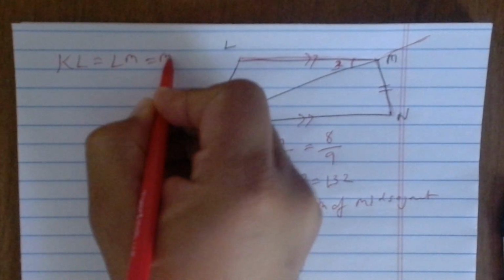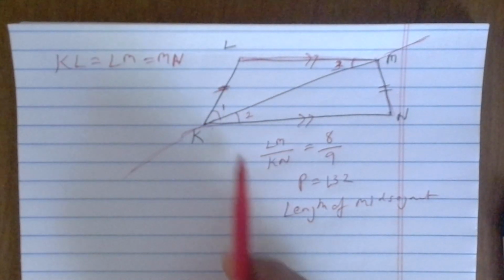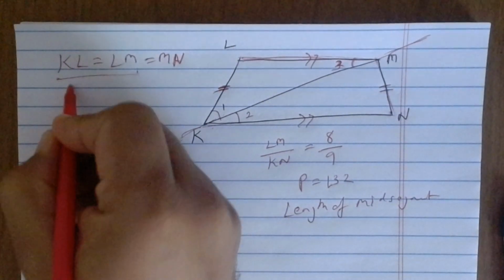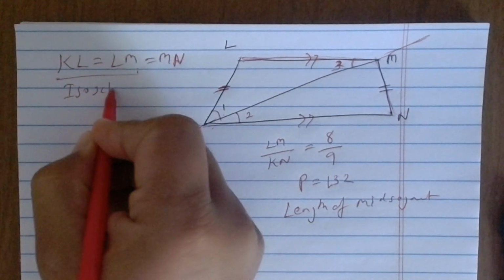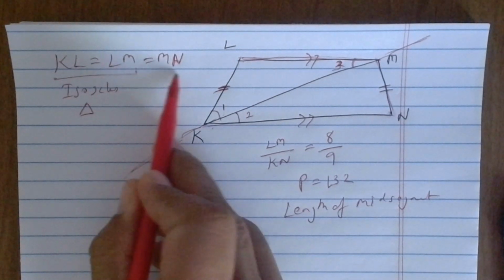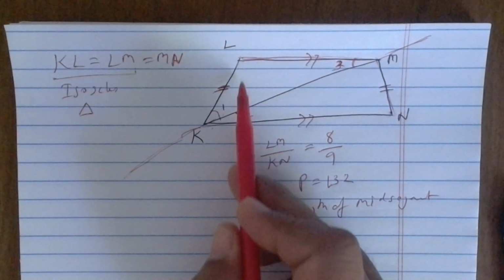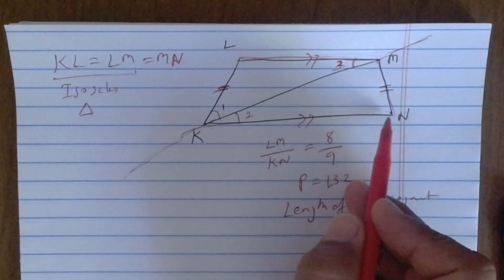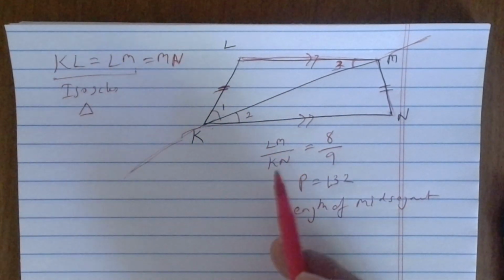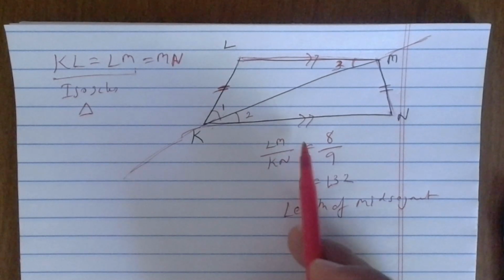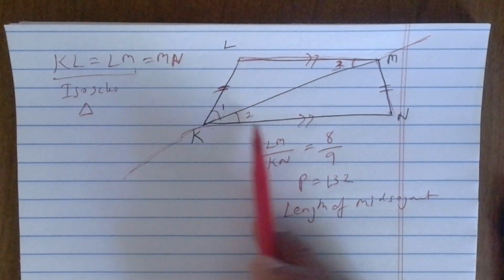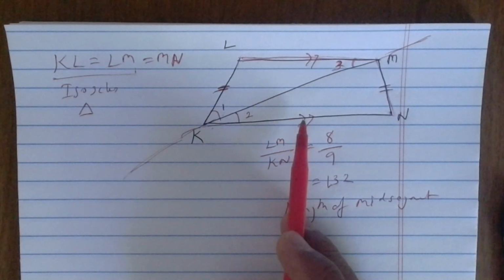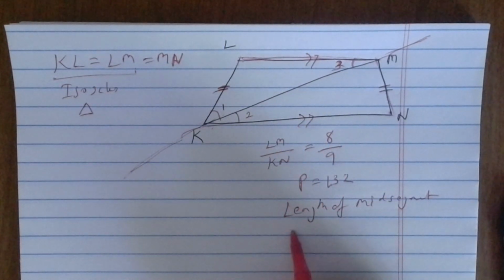So we established KL equal to LM because of the isosceles triangle, and KL equal to MN because of the isosceles trapezoid. So all three of them are equal. Now what we have to find is the mid segment, the length of the mid segment.